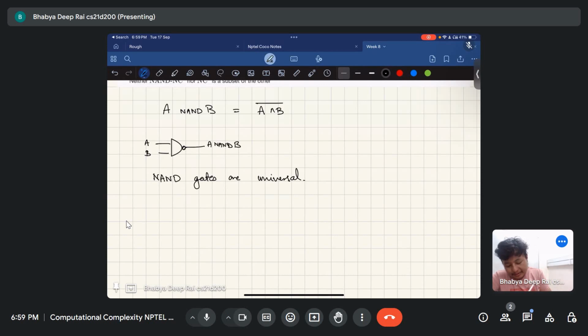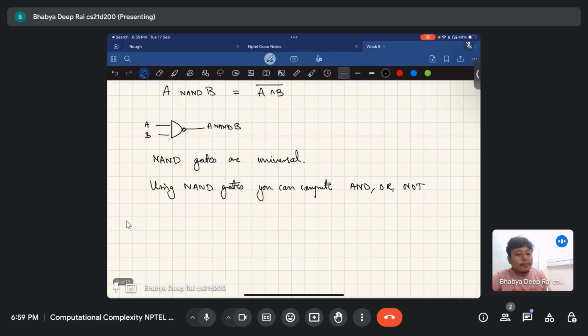So using NAND gates, you can compute what is called the standard basis: AND, OR, NOT. You can compute all of them, and if you can compute AND, OR, NOT, you can compute any Boolean function basically.